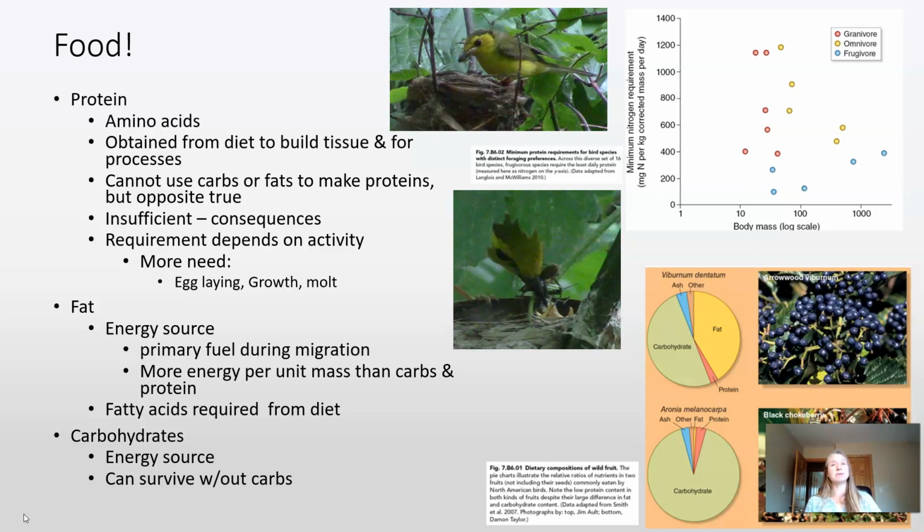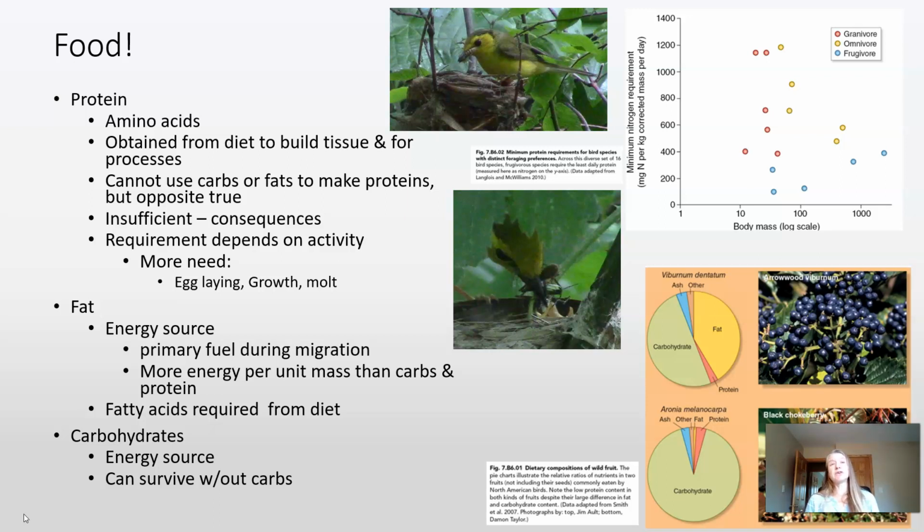So we have to obtain all these amino acids from our diet so that we can build tissue for different processes to function. We can't use carbs or fats to make proteins, but the opposite is true. So if you have a high protein diet and you're not getting your carbs, you can go ahead and make energy. You can get carbohydrates from the protein. Same thing, you can make fat. If you have excess protein, you can make some fat and store it as fat. But you cannot make proteins from fat or carbs.